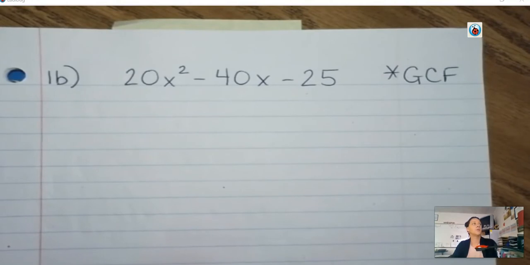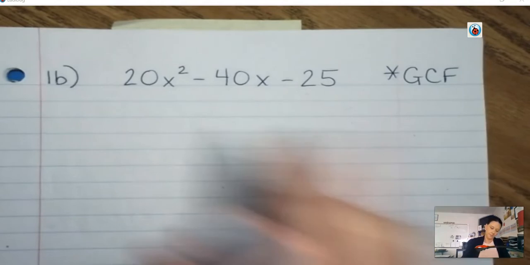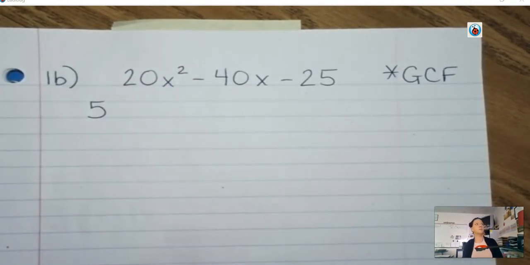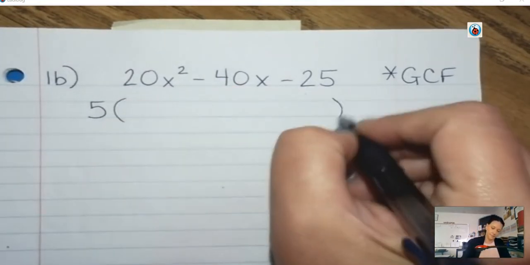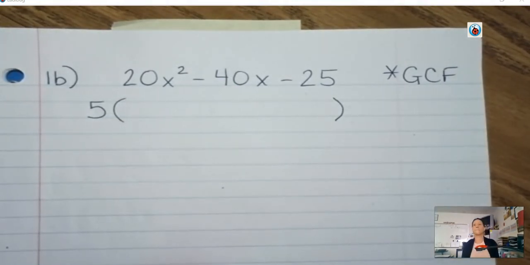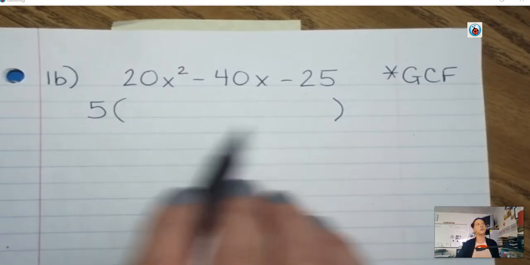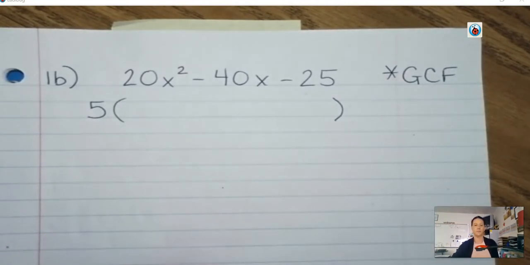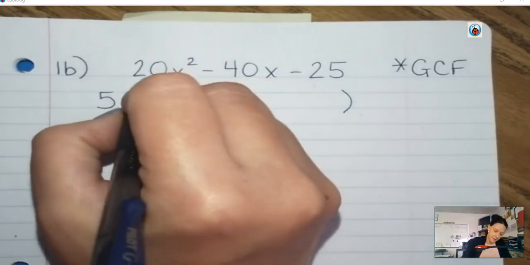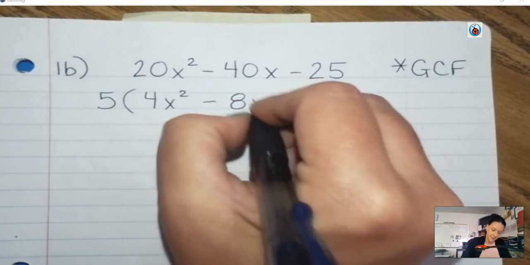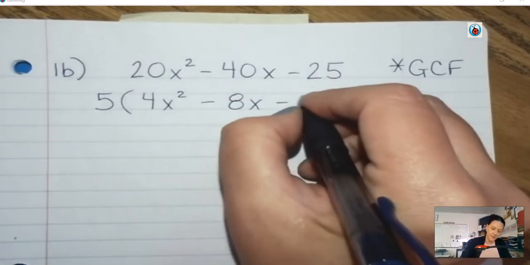Okay, talk with your table. What was the greatest common factor? 5 was what you can pull out. Okay, go ahead now and finish what goes in parentheses. Okay, 20 divided by 5, you're going to have 4x squared. 40 divided by 5, 8x. 25 divided by 5, minus 5.